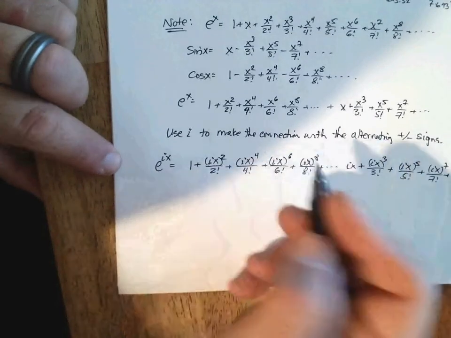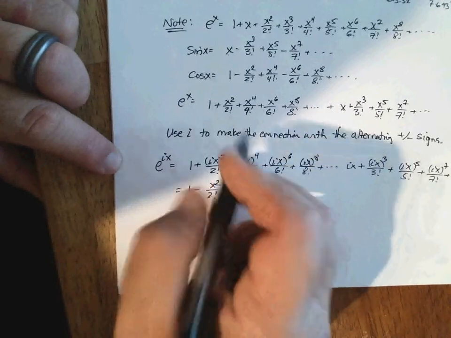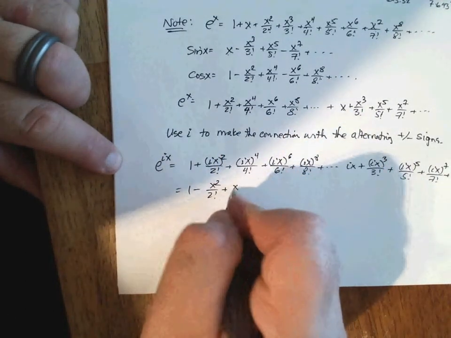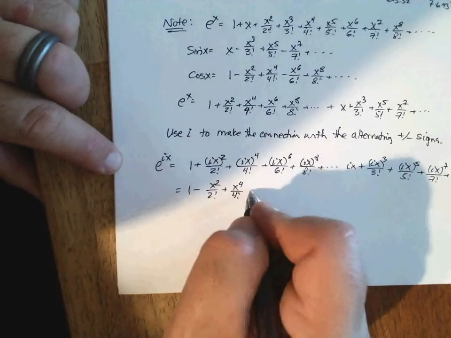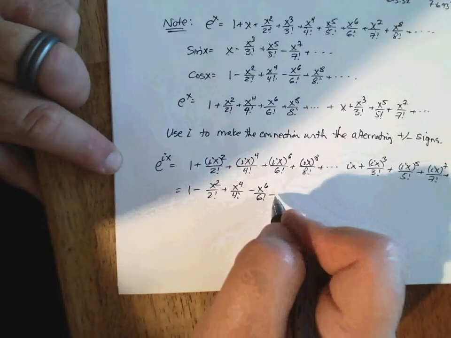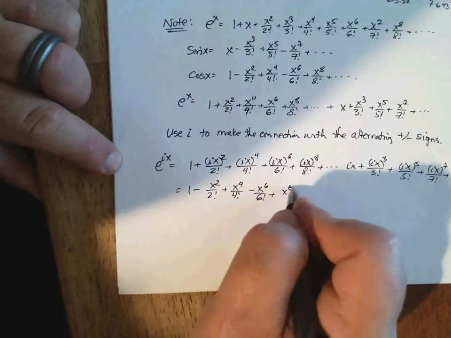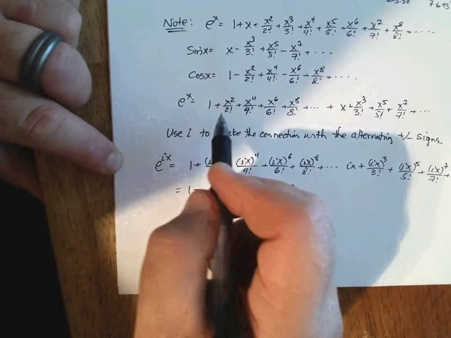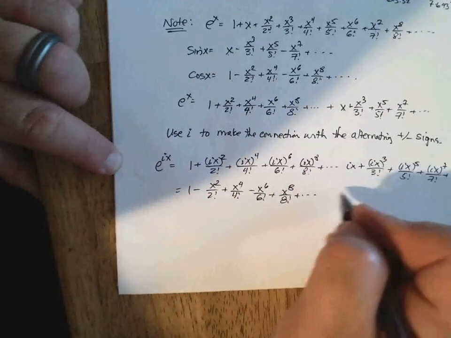Think about that i. When you square that, i squared is negative 1. You've got that alternating pattern. i to the fourth is positive 1. i to the sixth is i squared times i to the fourth, so it's back to negative. i to the eighth is i to the fourth times i to the fourth. That's a 1 times a 1. You get the positive. And look at that, you've got the alternating pattern of the cosine here.